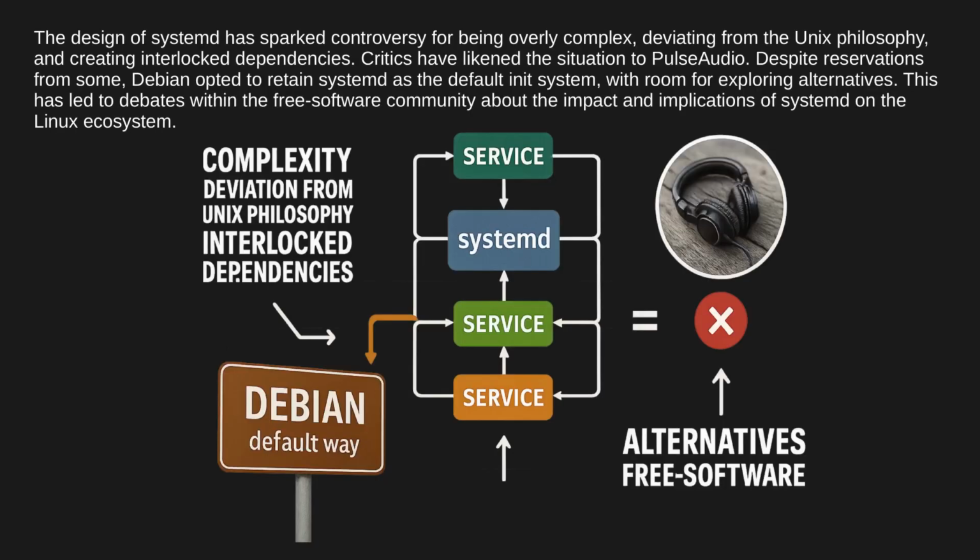The design of Systemd has sparked controversy for being overly complex, deviating from the Unix philosophy, and creating interlocked dependencies. Critics have likened the situation to PulseAudio. Despite reservations from some, Debian opted to retain Systemd as the default init system, with room for exploring alternatives. This has led to debates within the free software community about the impact and implications of Systemd on the Linux ecosystem.